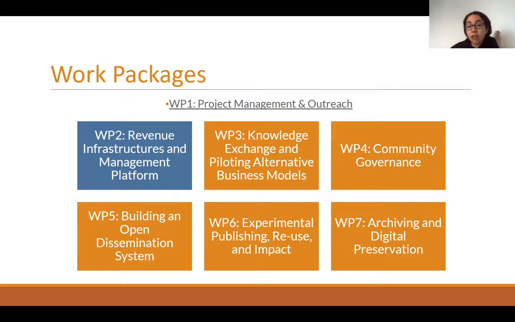Work package 6 is concerned with experimental publishing. So moving beyond the idea of the traditional hard copy monograph as an open educational resource and going into digital publishing, living books, liquid books, different ways of making academic books, reuse and impact. And then work package 7, this is very important, is to do with archiving and digital preservation of open access books, because obviously they don't necessarily exist in the same stable form, and we want them to be maintained and findable into the future.